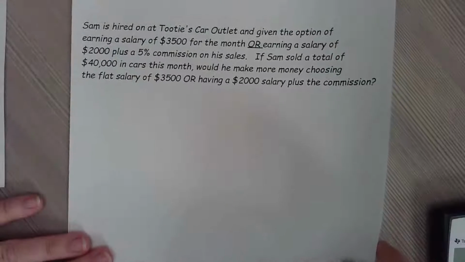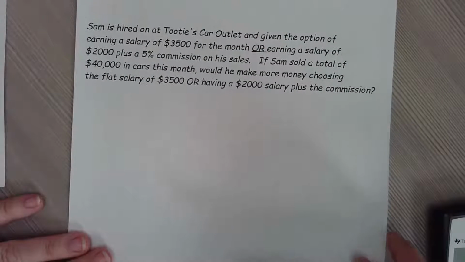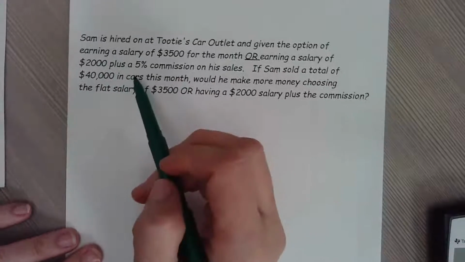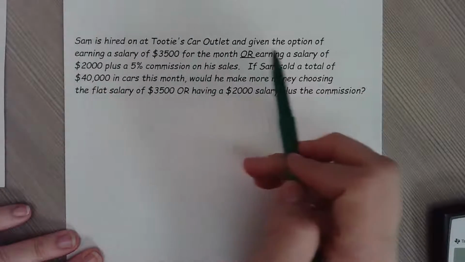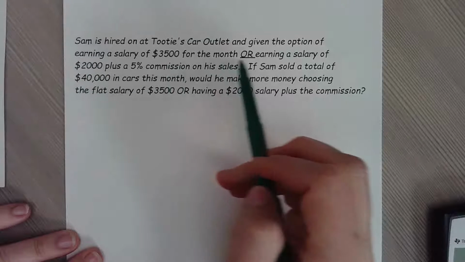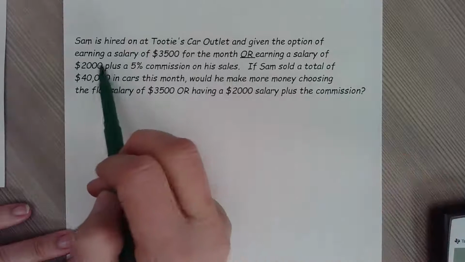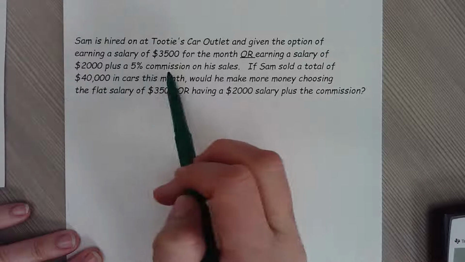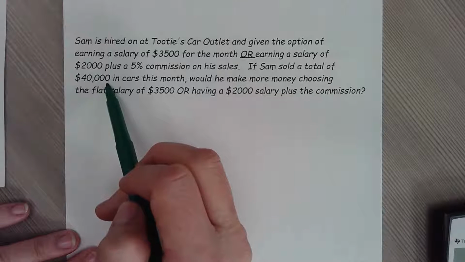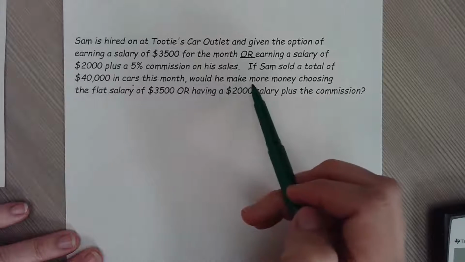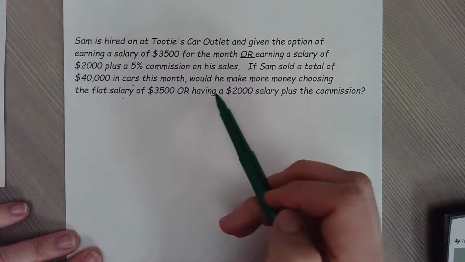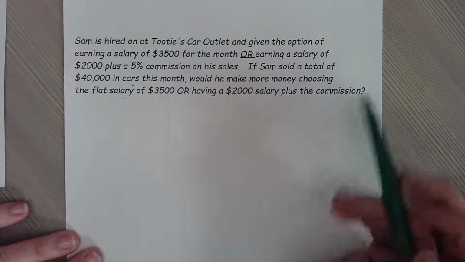All right, we are getting close to being finished. We only have a couple more here. So our next one, it says Sam is hired at 2D's car outlet and given the option of earning a salary of $3,500 for the month or earning a salary of $2,000 plus 5% commission on his sales. If Sam sold a total of $40,000 in cars this month, would he make more money choosing the flat salary of $3,500 or having a $2,000 salary plus the commission?